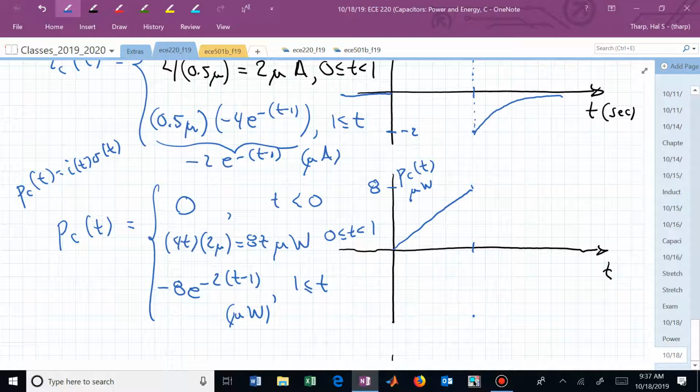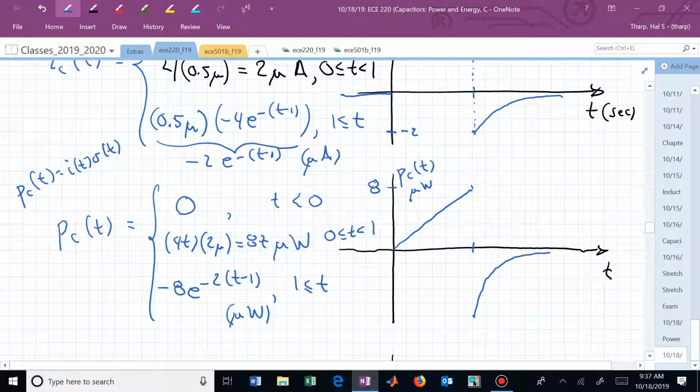And that means I'm going to be delivering power back to the rest of the circuit, and this one's going to be functionally a little different. It's now going to be falling off at a faster exponential rate. I'm not sure that my sketch is accurate enough, but it should be decreasing now at e to the minus 2t instead of what the voltage or the current were, which were e to the minus 1t's.